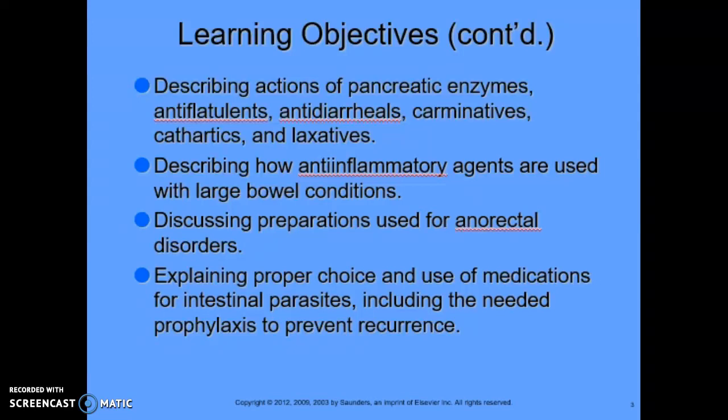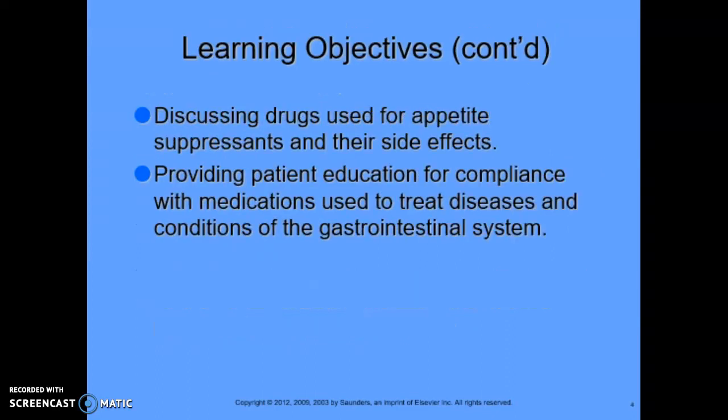discussing preparations used for anorectal disorders, explaining proper choice and use of medications for intestinal parasites, including the needed prophylaxis to prevent reoccurrence, discussing drugs used for appetite suppressants and their side effects, and providing patient education for compliance with medications used to treat diseases and conditions of the gastrointestinal system.